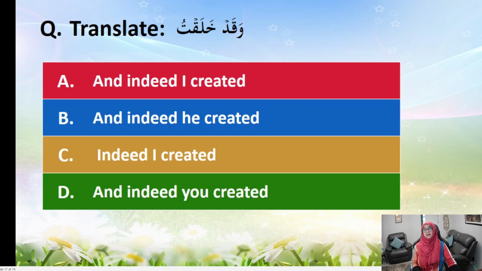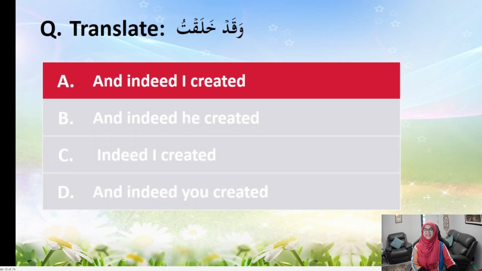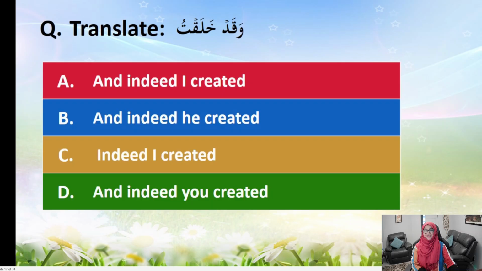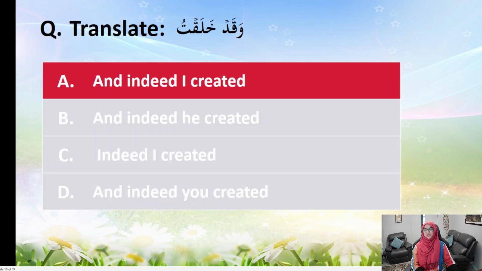Translate this. Wa qad khalaqtu. Qad means indeed. Khalaqtu. Indeed, I created. And indeed I created. Yes. Wa, and. Qad, indeed. And khalaqtu. See, khalaqtu, khalaqtum. You should now remember that's the past, the madi. So mashallah. Good.